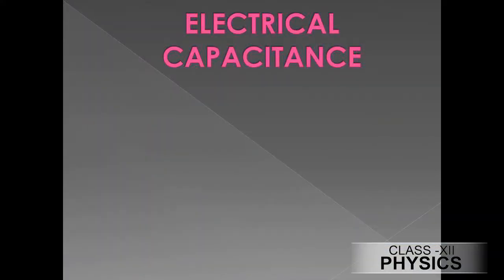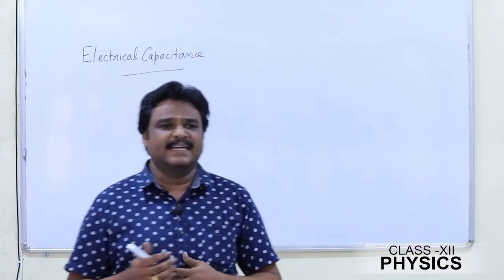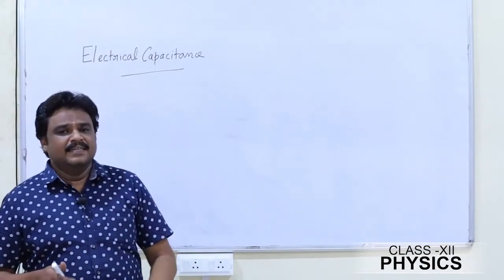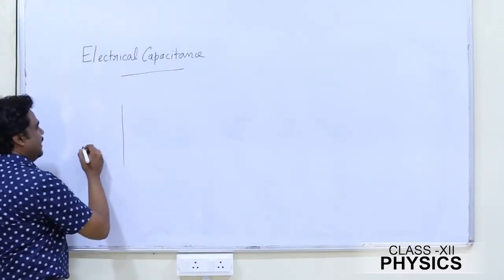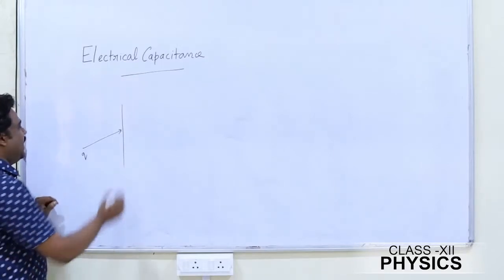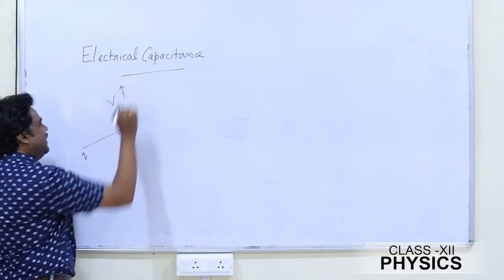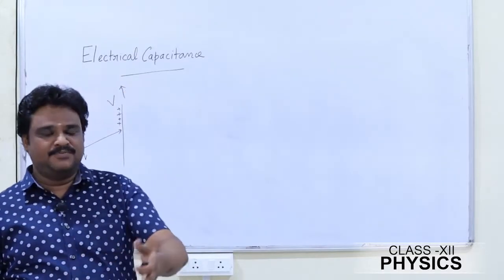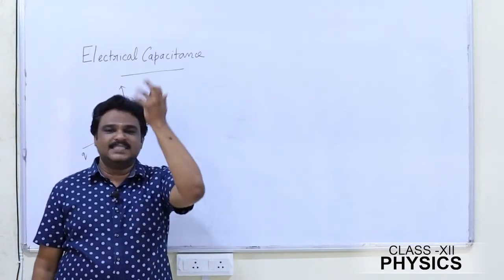Capacitance, the word itself has a meaning. It is the charge storing ability of a conductor. Let us suppose I consider a conductor, and I supply Q charges. So ultimately its potential increases. If I supply Q amount of charges to a conductor, what happens to its potential? The potential also rises gradually.